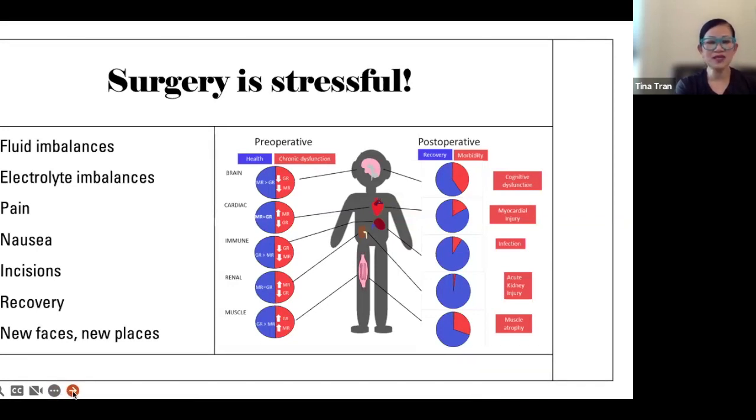And people are seeing new faces. They're in new places. They're in gowns. They're cold. They're without their immediate family members at their bedside. So surgery in itself, even before making an incision, can be quite stressful.